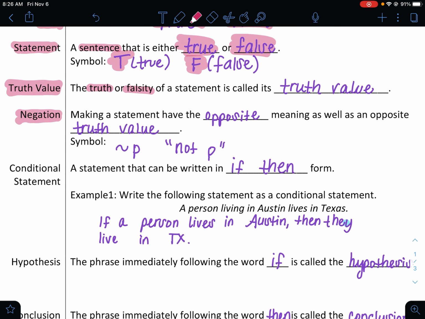Negation is when you make a statement have the opposite meaning as well as the opposite truth value, and this is what it looks like. This is how you read it.